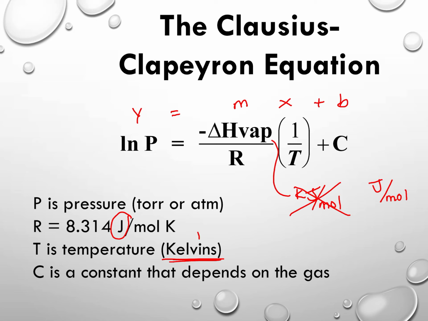T is for temperature, and you need to make sure that you have it in kelvins. Again, that is what our constant up here is telling us, that we need to have it in Kelvin. And then C is a constant that depends on the gas, and in this particular equation, it depends on which pressure you're actually using. Are you using torr? Are you using atmospheres? Which one of those?